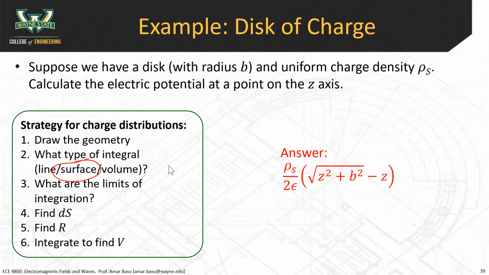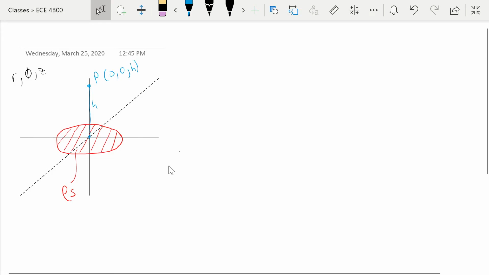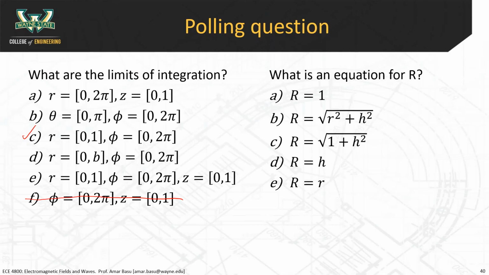Actually, hold on. We have to fix something. The radius of this disk is B, so I apologize. The correct answer is actually D. I read that wrong, I'm sorry. This is the correct answer. C is not the correct answer.